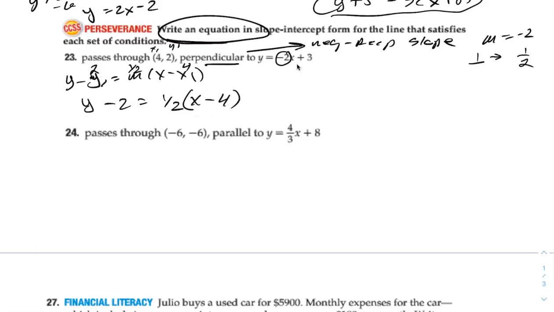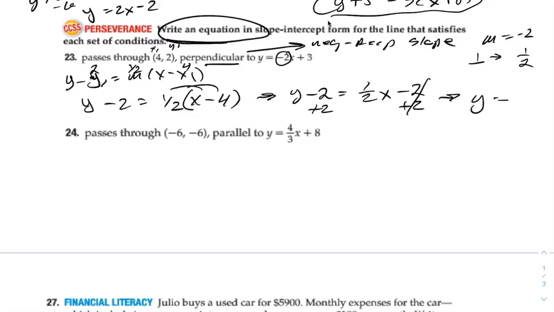Like that. In this case, they did want me to put it in slope-intercept form because they're jerks. So I got to distribute. I get y minus 2 equals 1/2 x minus, 1/2 times 4 is 2. And then add 2 to both sides to get the y by itself. I get y equals, these cancel, 1/2 x. So there I go.